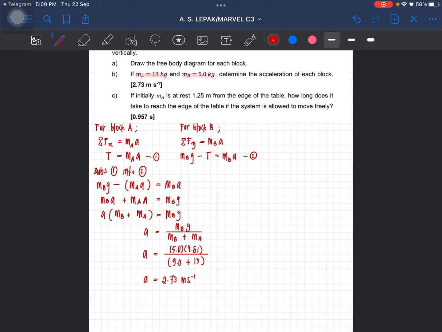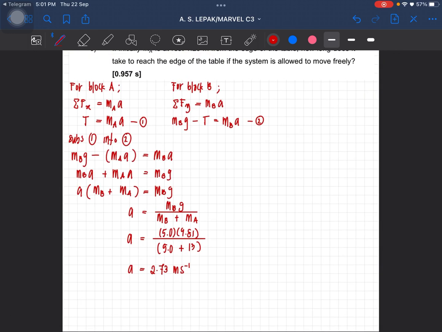Okay, next, for question C, we have to apply chapter 2. Always remember that in PSPM, you will be applying a few formulas from other chapters to solve one question. It doesn't necessarily mean you only use chapter 2 formulas. No, okay? It will use formulas from other chapters as well. Okay, enough talking.